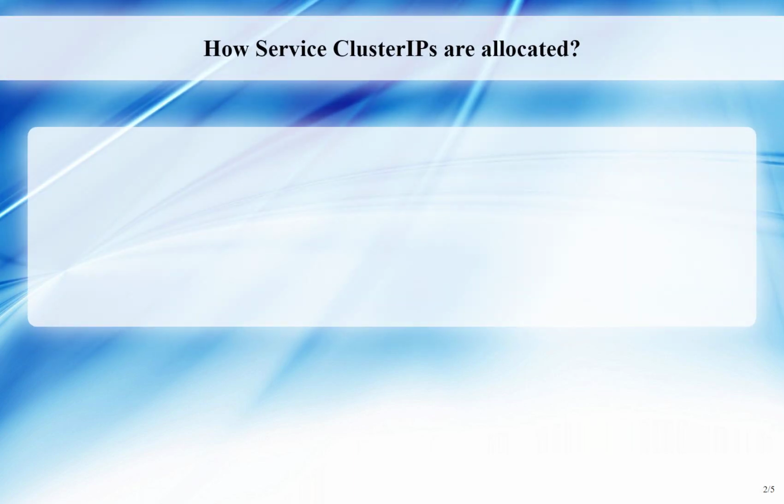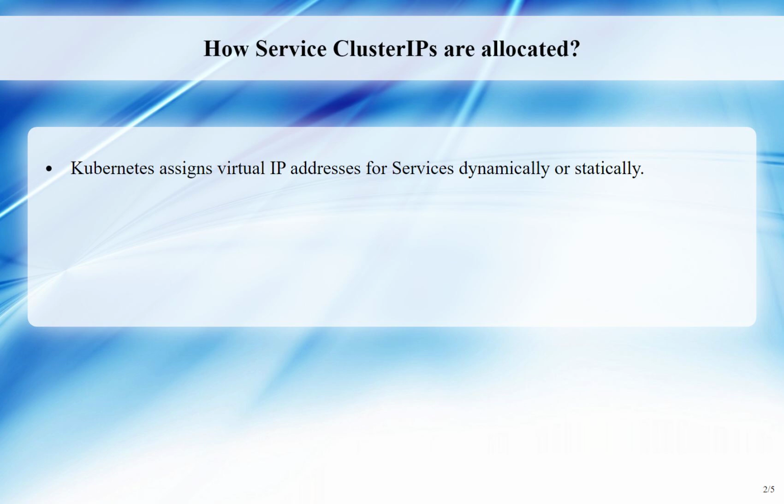How service cluster IPs are allocated. Kubernetes assigns virtual IP addresses for services in two ways, dynamically or statically. When using dynamic assignment, the cluster's control plane automatically selects a free IP address within the configured range for type ClusterIP services.